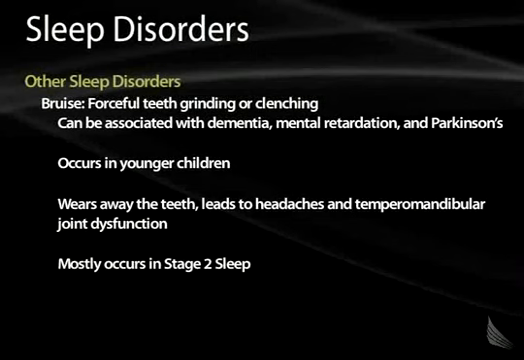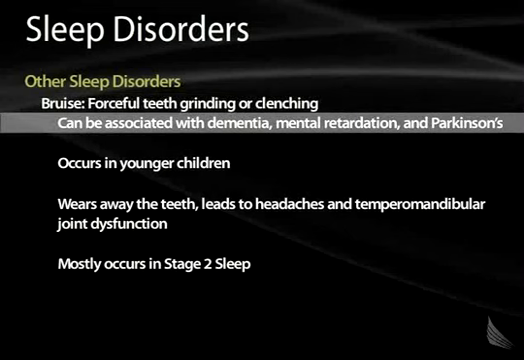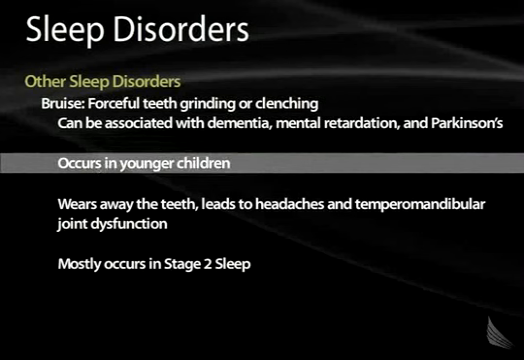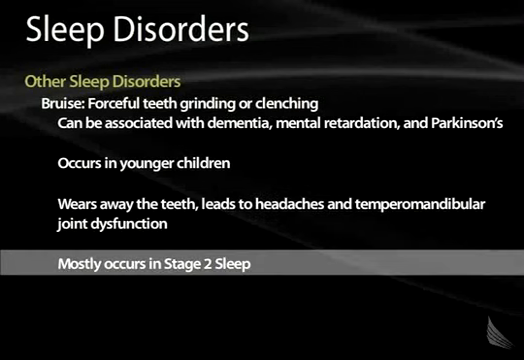Bruxism and enuresis are the last two sleep disorders we'll be talking about. Bruxism is the forceful teeth grinding or clenching, and this can be associated with mental retardation, Parkinson's, dementia. It can also be associated with increased anxiety and stress. Usually occurs in younger children, and the problem with it is that it can lead to headaches, temporomandibular joint problems. And what the treatment of this is, usually people will wear braces and mouth guards to prevent them from doing this. This primarily occurs in stage 2 sleep, and that's important for you to know as well.